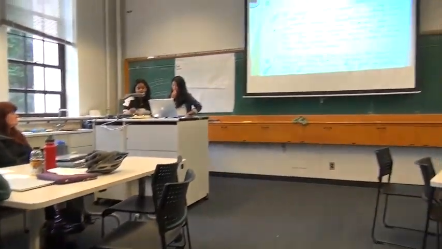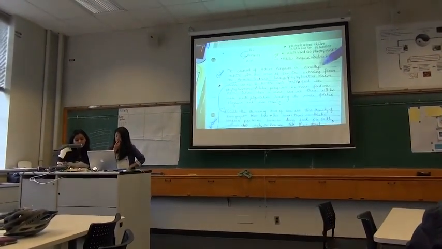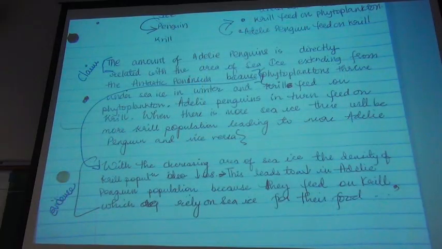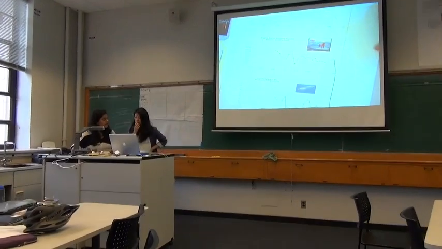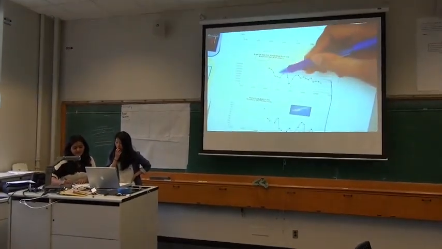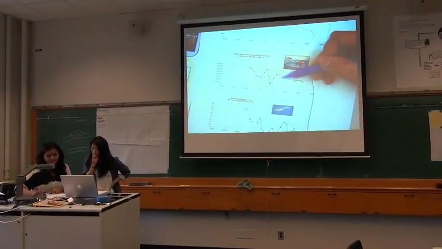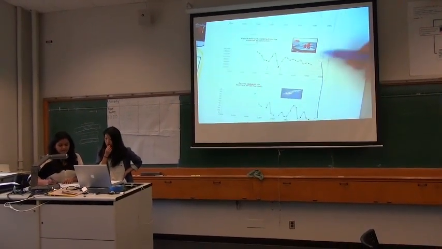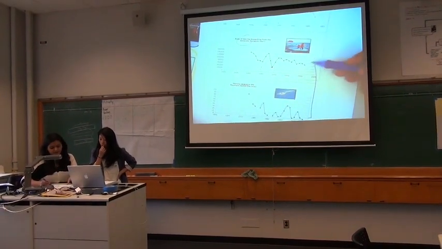So our claim is that the amount of Adelie penguins is directly related to the area of sea ice extending from the Antarctic Peninsula. And our evidence is that with the decreasing area of sea ice, the density of krill population is also decreasing. As you can see here, as the area of sea ice is decreasing, the density of krill population is also decreasing.